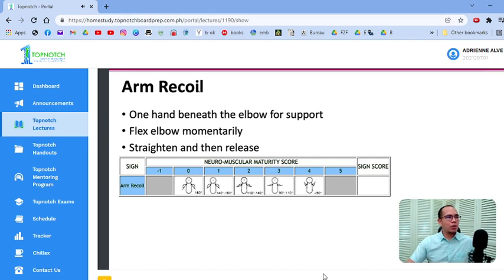Forehand, okay? Next is your arm recoil. How do you check for your arm recoil? One hand beneath the elbow for support. So you put one hand beneath the elbow, flex the elbow momentarily, straighten, and then release. Okay, so that's how you do it. So, hawakan mo siya, sa ilalim, flex it, straighten, bitawan mo siya.